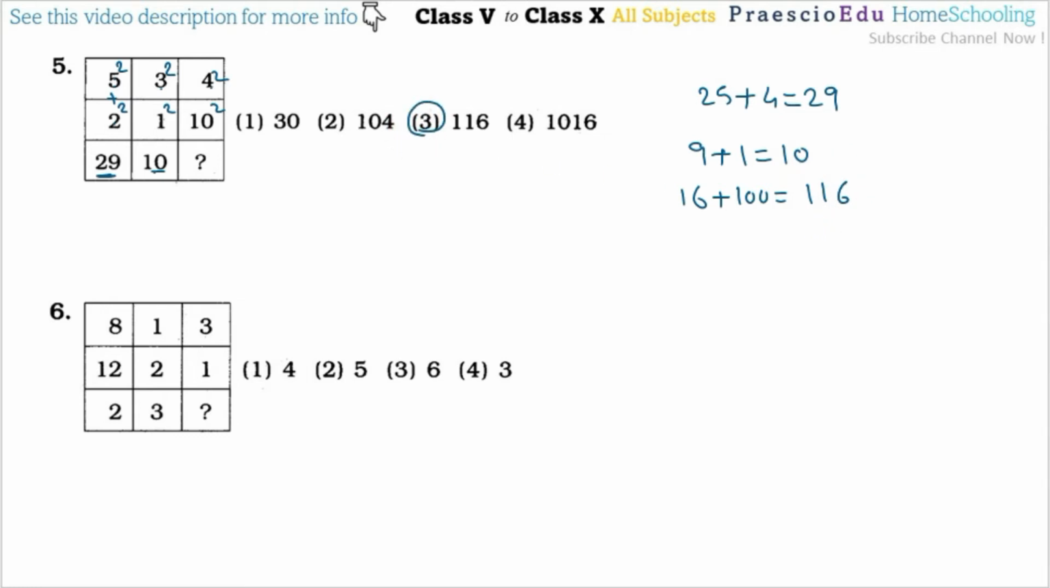Now question number 6. In a row, 8 multiplied by 1 is 8, multiplied by 3 is 24. Like this, 12 multiplied by 2 is 24, multiplied by 1, again we get 24, meaning the product of all the numbers in a row is 24. Likewise 2 multiplied by 3, that is 6. So to get 24, we have to multiply by 4. So here should be the 4, replacing the question mark. So 4 is given in option number 1.